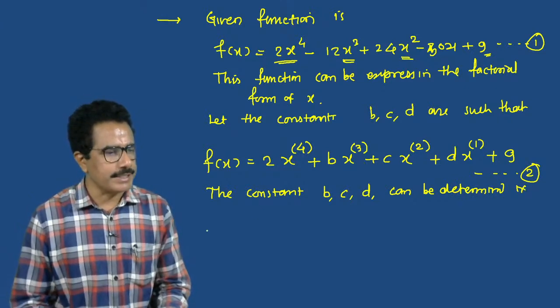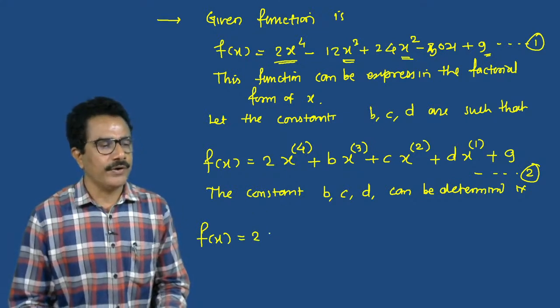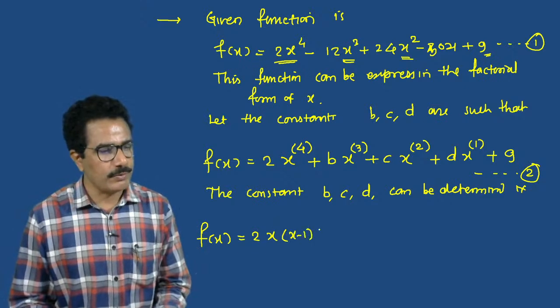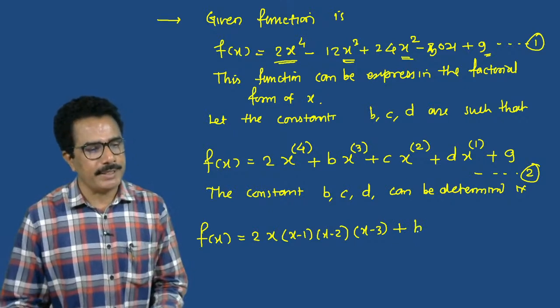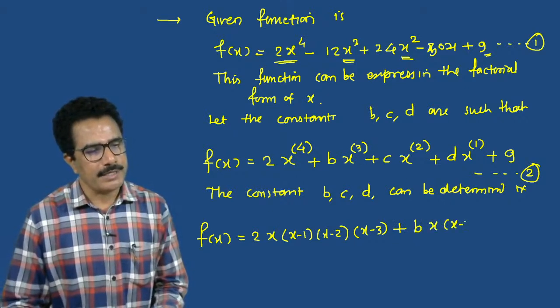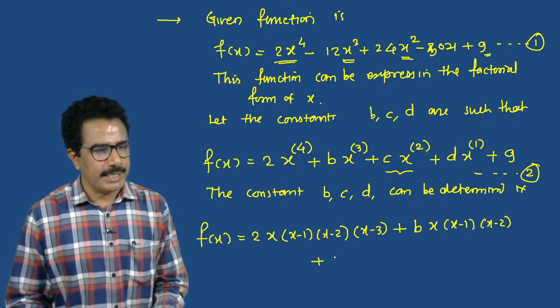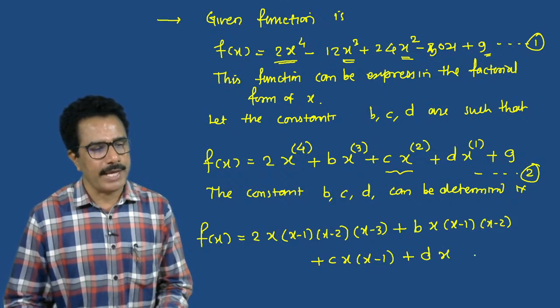Now we have to write this: f of x equals 2 x raised to 4 can be written as x raised to 4 factorial, that is x into x minus 1 into x minus 2 into x minus 3, plus b into x raised to 3 factorial, that is x into x minus 1 into x minus 2, plus c into x raised to 2 factorial, that is x into x minus 1, plus d into x, plus 9. Suppose this is equation number 3.